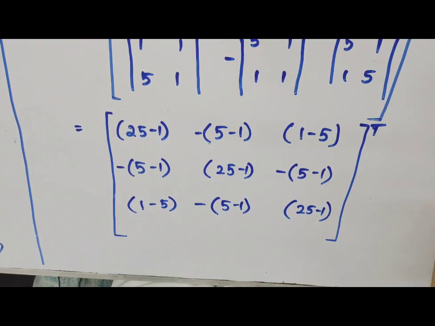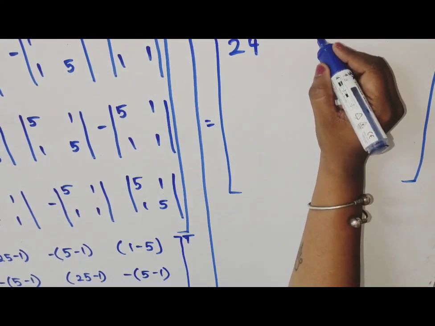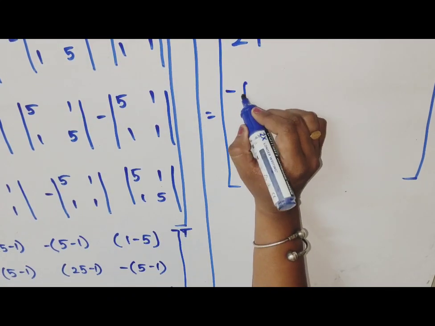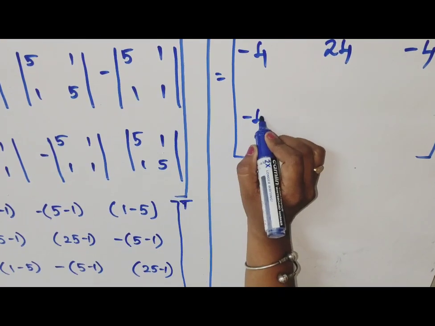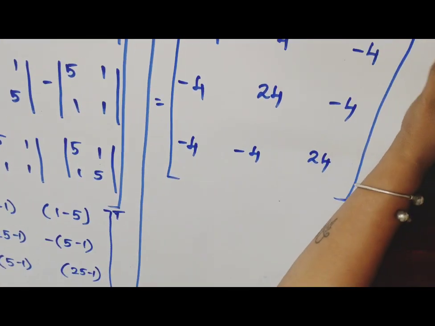Next we will simplify. 25 minus 1 is 24. 5 minus 1 is 4, minus 4. Minus 4. 5 minus 1 is 4, minus 4. 24, minus 4, minus 4, minus 4, 24. And we have to take the transpose.